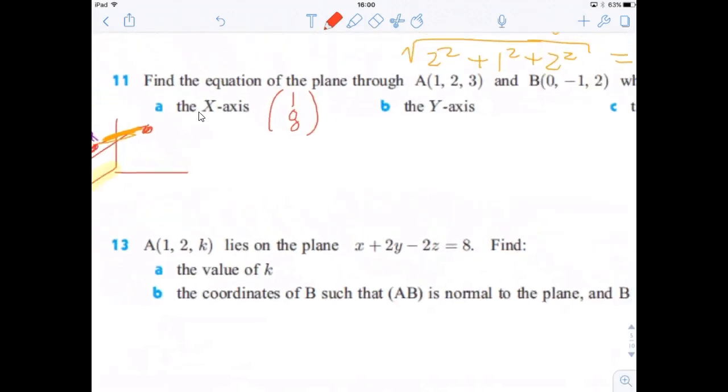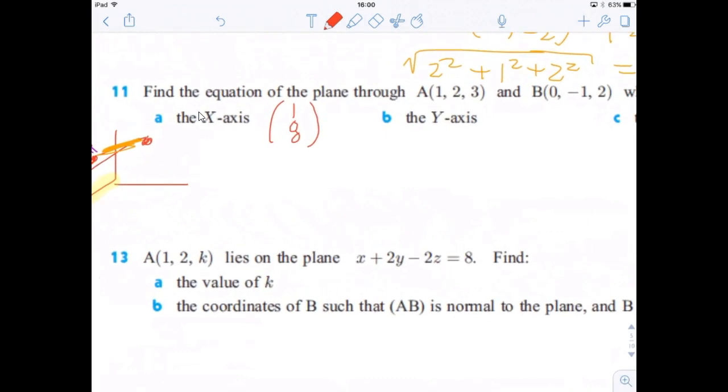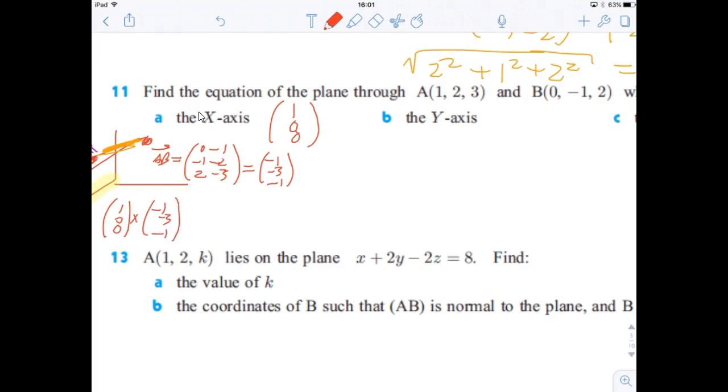Okay, so first we're going to find the vector AB, which is (0, -1, 2), and we're going to subtract vector A from it, and we'll get (-1, -3, -1). So that'll be the AB vector. Then we're going to find the cross product between the AB vector and the x-axis vector, and that will give us a normal vector, which will allow us to find the equation for the plane.